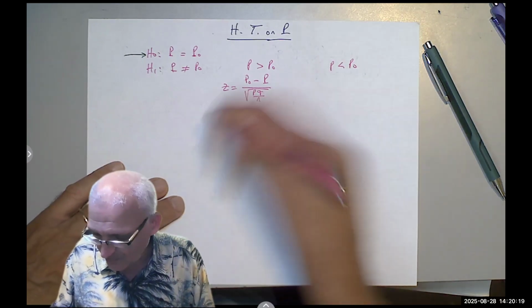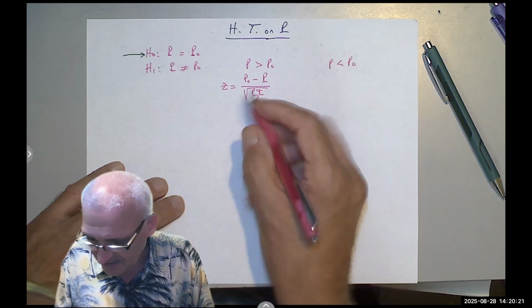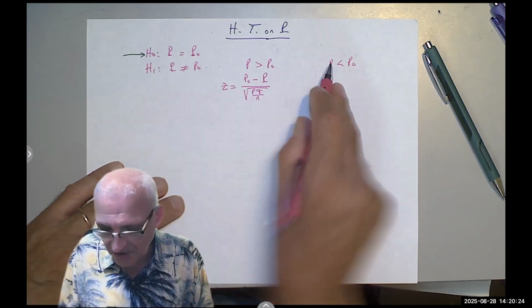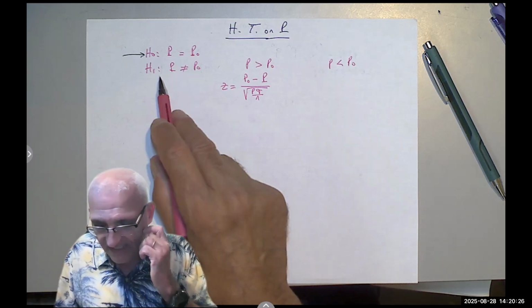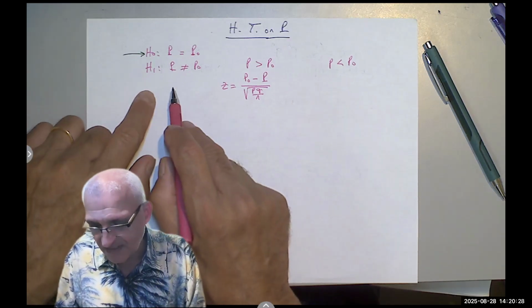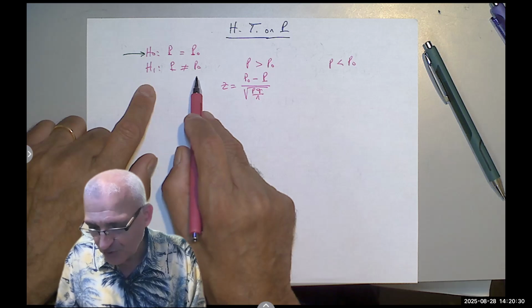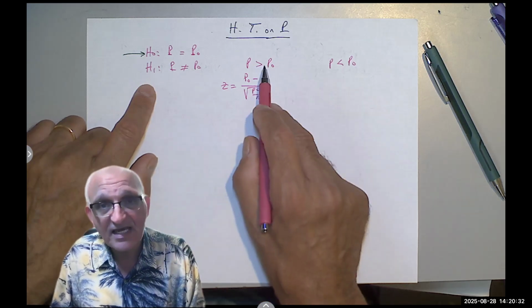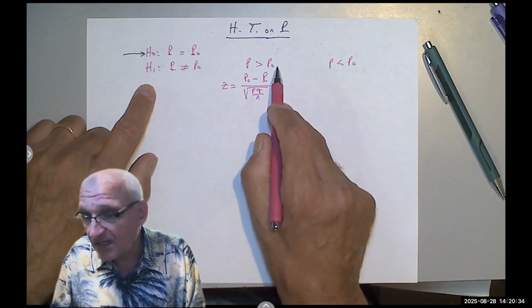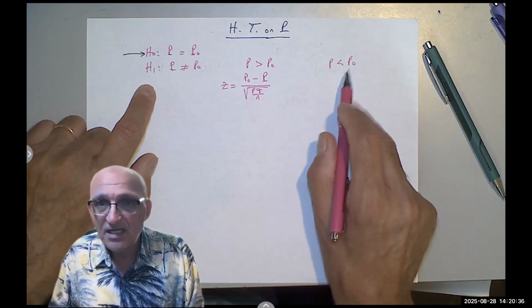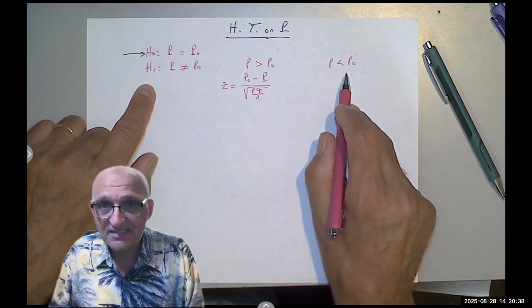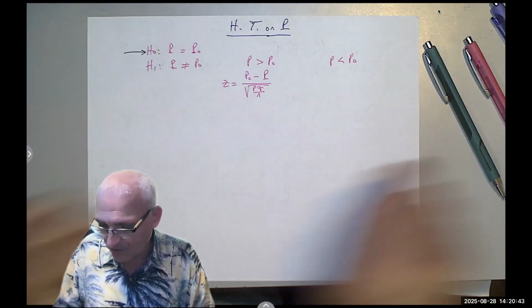Alpha is whatever. You will reject depending on the case. Here you reject if the absolute value of Z calc is greater than Z alpha over 2. Here you reject if Z calc is greater than Z alpha. And here you reject if Z calculated is less than negative Z alpha. Okay, so let's take an example and see how we are going to do that.